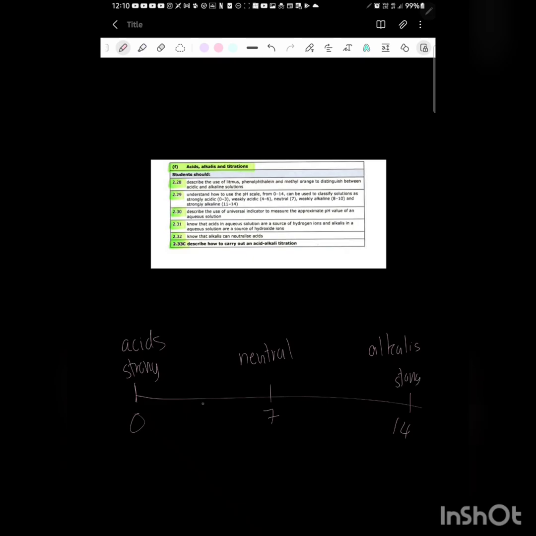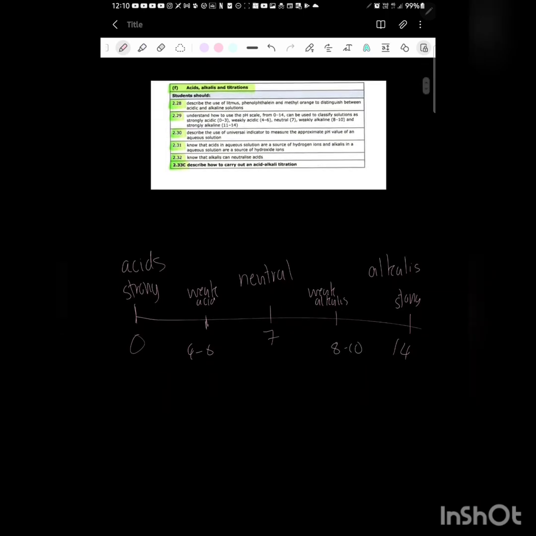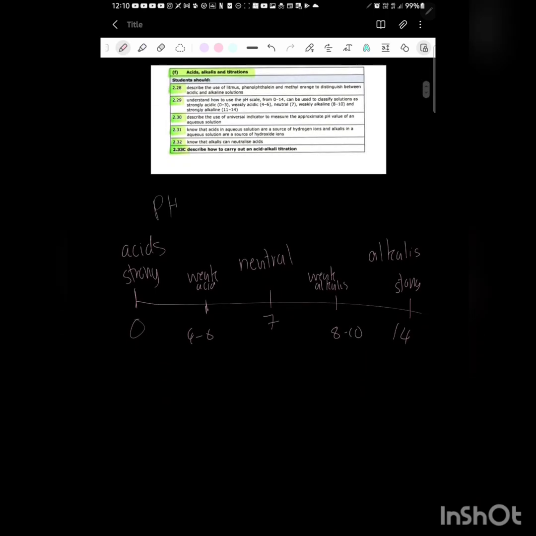And then as you go here, it's like a weak acid. And that's around, according to the spec, obviously 4 to 6. And here your weak alkalis. And these are from 8 to 10. Okay, so that's just your pH scale. Sorry, that should be a small p. Not quite sure why, but that's what it is.